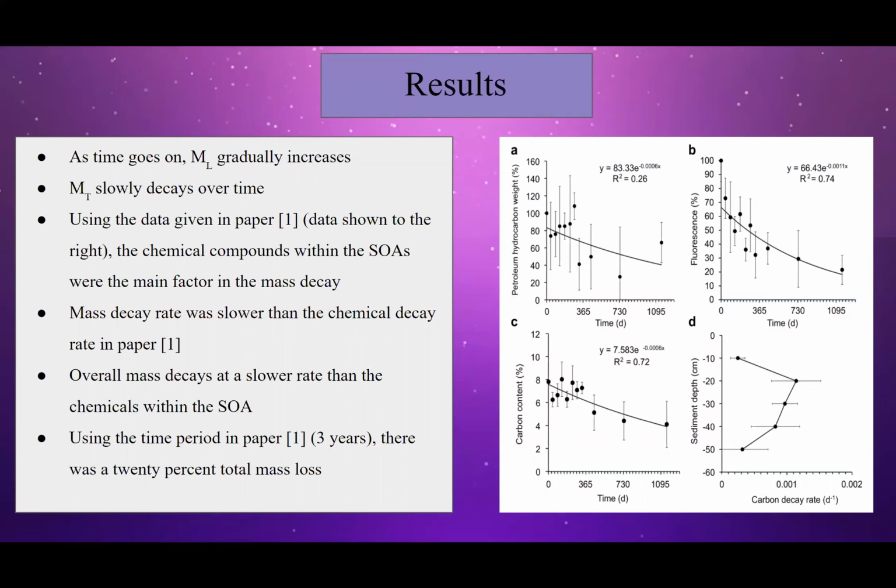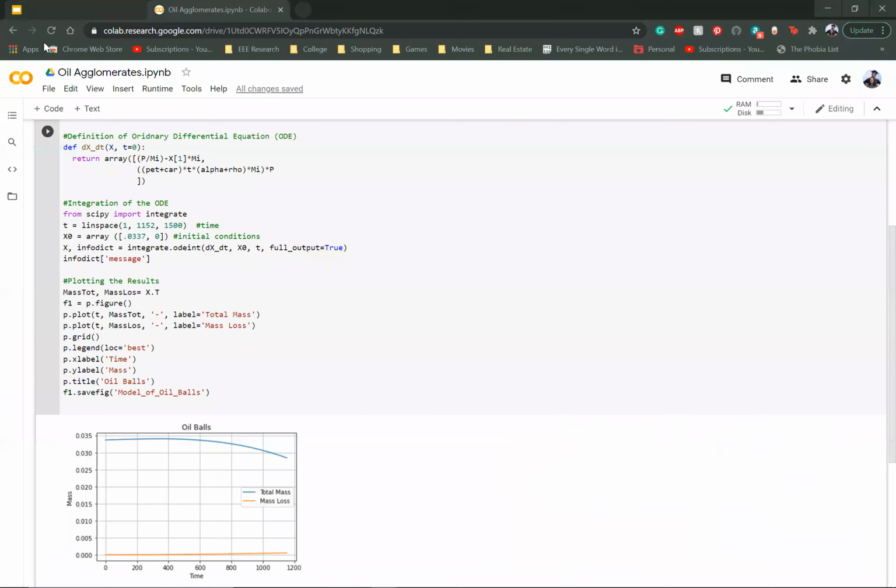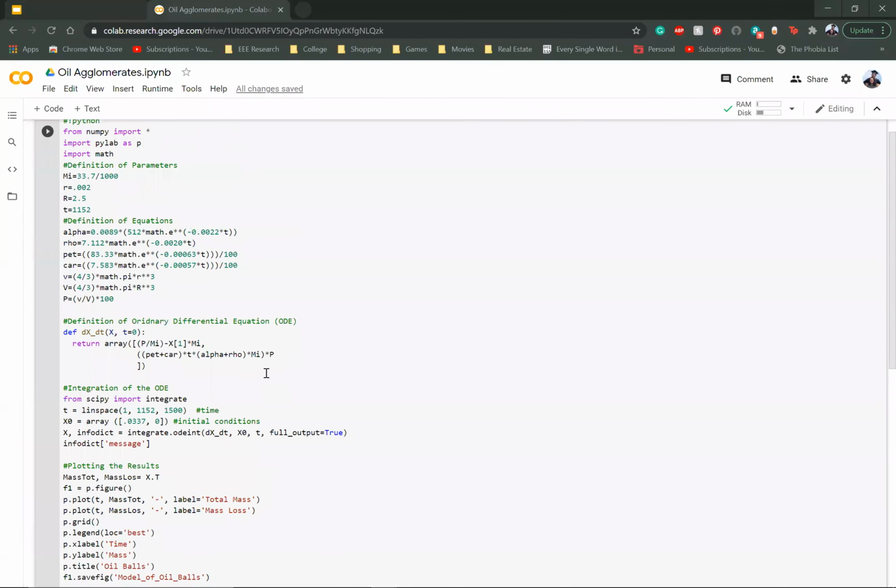And for our time rate, we used about the same thing that the researchers in research paper 1 used, which is around 3 years, and to be specific, 1,152 days was the end of their experiment period. So we used that, and we saw that there's about a 20% total mass loss, as you can see in our code, which I'm about to show you. So this is our code.